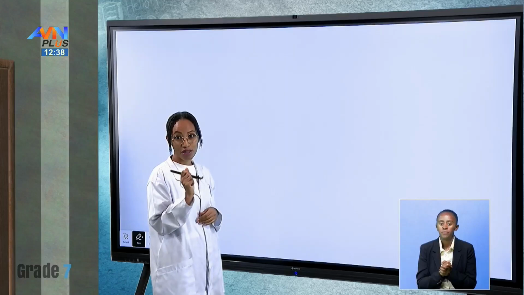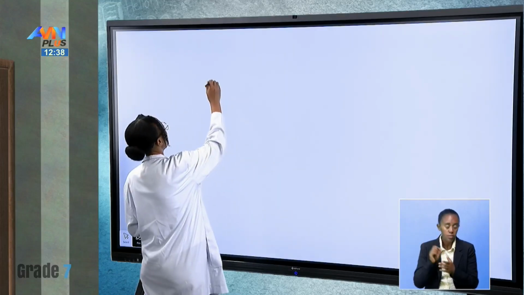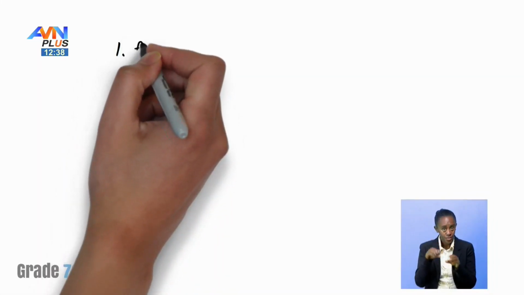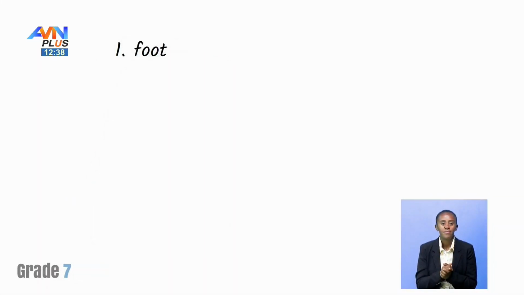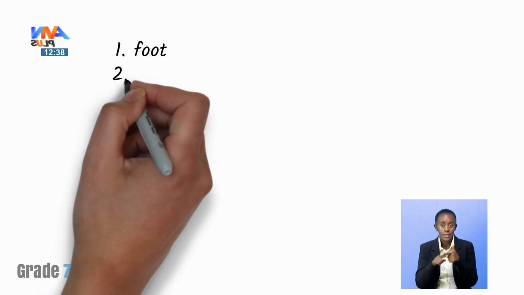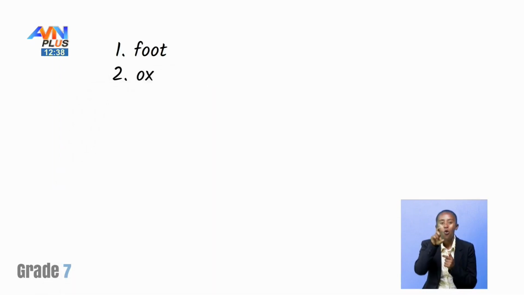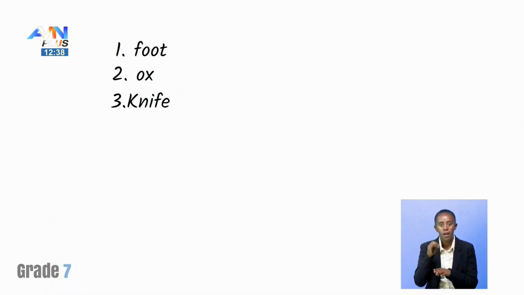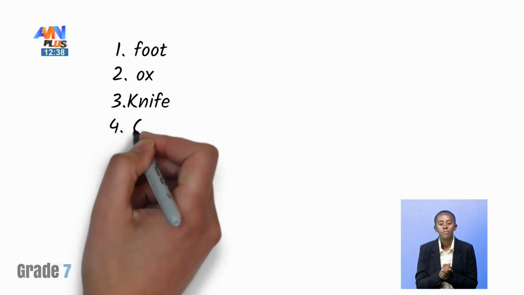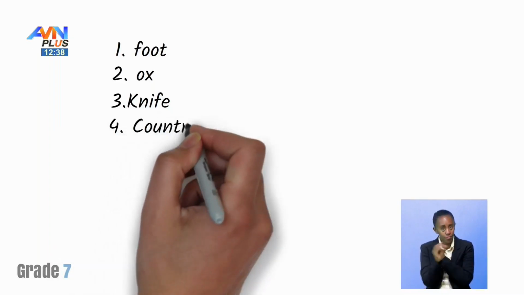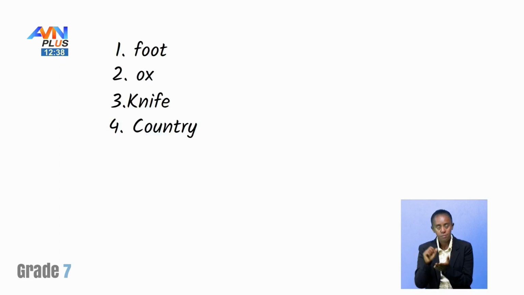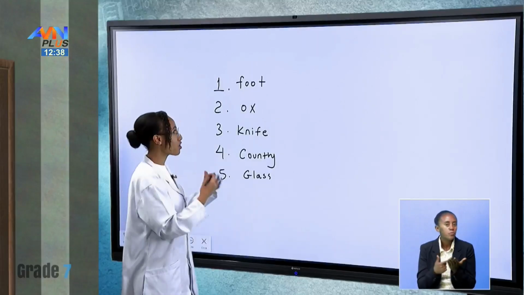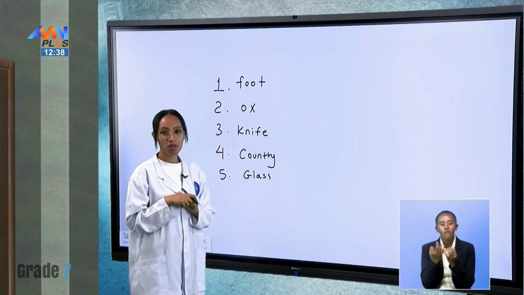The first word that I gave you was foot. The second was ox. The third, knife. Country. And the last one was glass. So, how did you change them into their plural form? Let's see if you did it correctly.